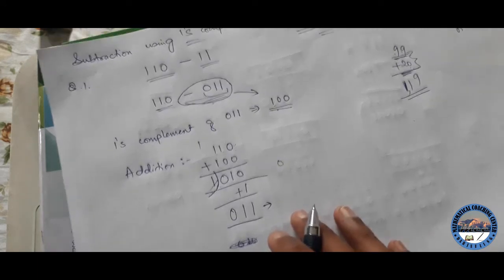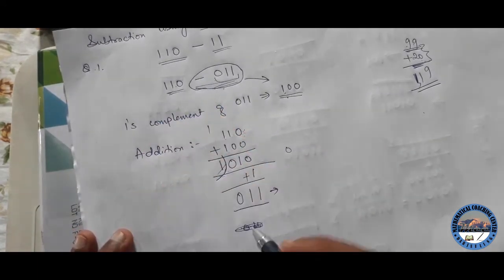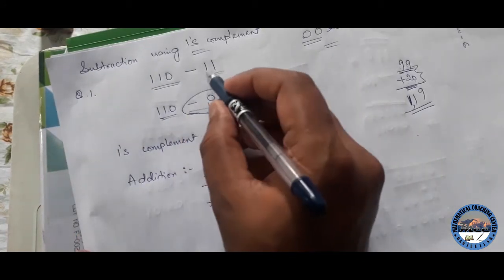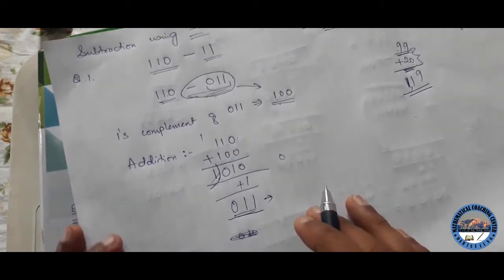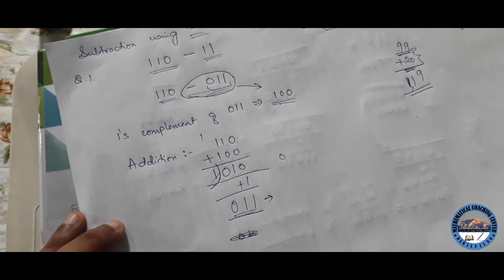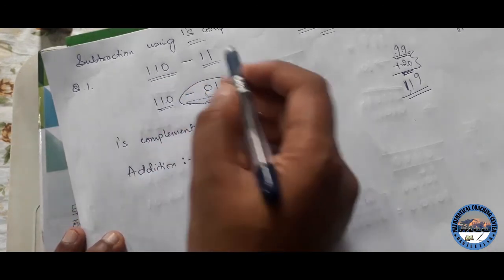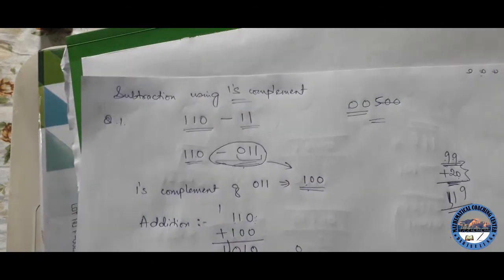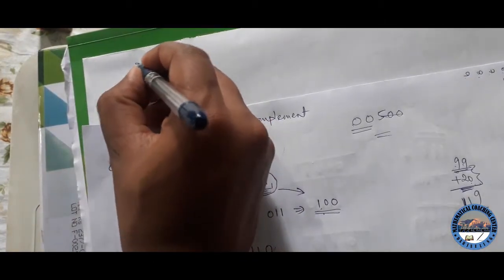You can check that. Now this is the subtraction. This is the answer. 1, 0, 1, 1 is the answer for this one. So 1, 1, 0 minus 1, 1 will become 0, 1, 1. Right? Now we will perform this same subtraction by using 2's complement. So same question, but by using 2's complement.